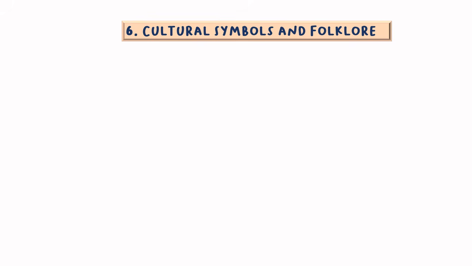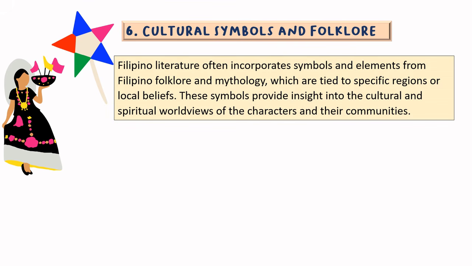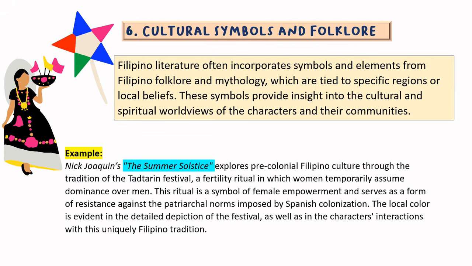Number 6. Cultural symbols and folklore. Filipino literature often incorporates symbols and elements from Filipino folklore and mythology, which are tied to specific regions or local beliefs. These symbols provide insight into the cultural and spiritual worldviews of the characters and their communities. Example: Nick Joaquin's The Summer Solstice.